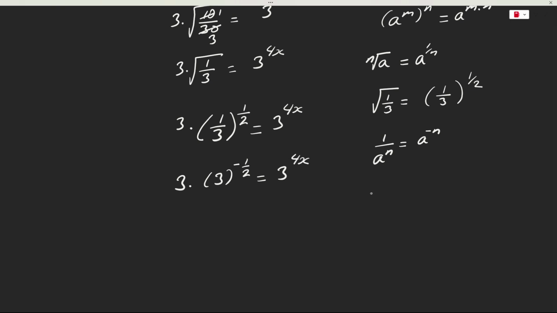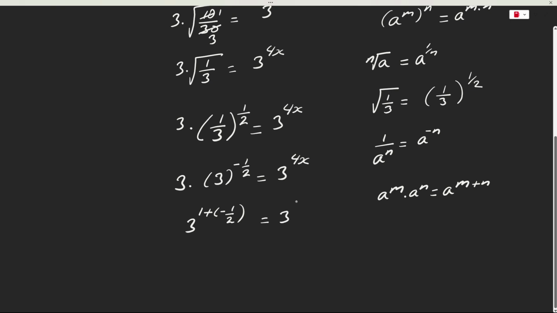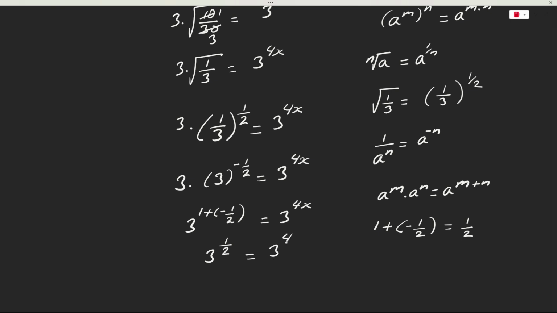Now by the exponential product rule, a^m times a^n equals a^(m+n). We can write 3 times 3^(-1/2) as 3^(1 + (-1/2)) equals 3^(4x). Now on solving, 1 plus minus 1/2 we get 1/2. So we can write 3^(1 + (-1/2)) as 3^(1/2) equals 3^(4x).